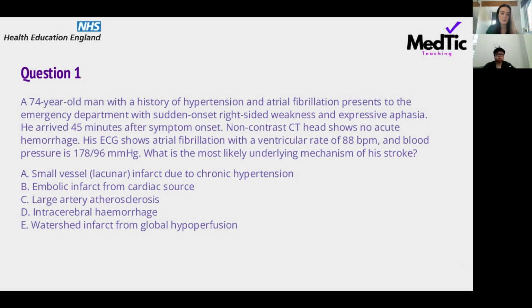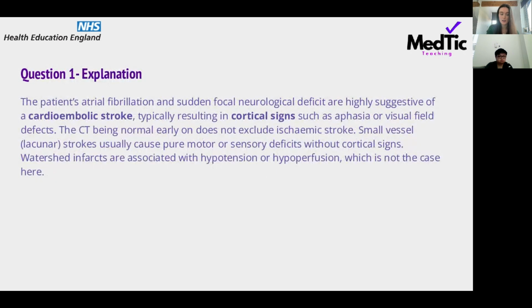Yeah, so if we go to the answer. The answer is B, an embolic infarct from a cardiac source. Well done to those of you that got it right. If we just go on to the explanation. The patient's AF and the sudden focal neurological deficit are what is suggestive of a cardioembolic stroke. Those result in cortical signs, so things like aphasia, like not being able to speak properly, or visual field defects, which you would see in your exams quite commonly. So the CT being normal early on doesn't exclude that they've got an ischemic stroke.